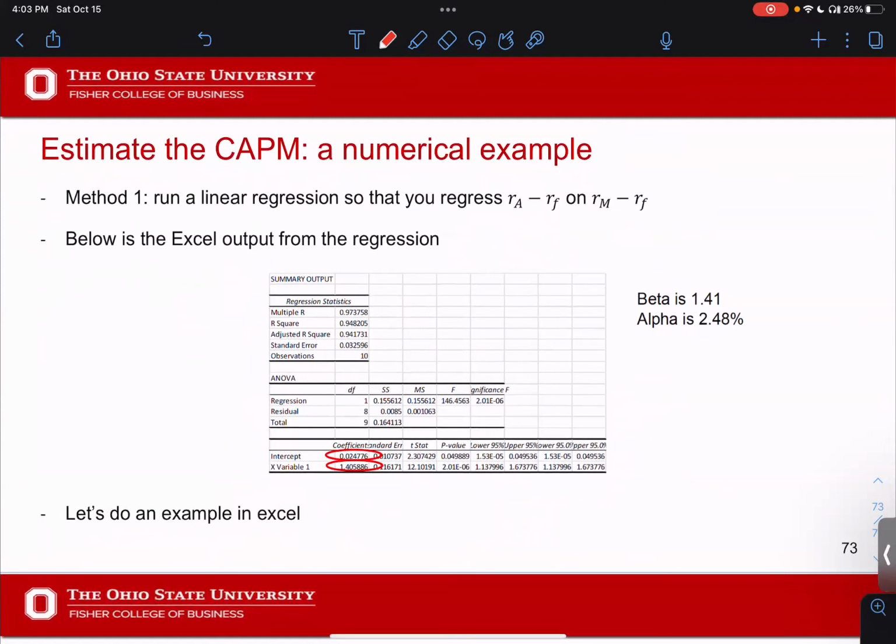This is the statistical output or Excel output. We're gonna do an example in Excel later. And you can see here the beta is 1.405, around 1.41, right? Slightly bigger than 1, it looks okay. And the intercept is around 0.02.